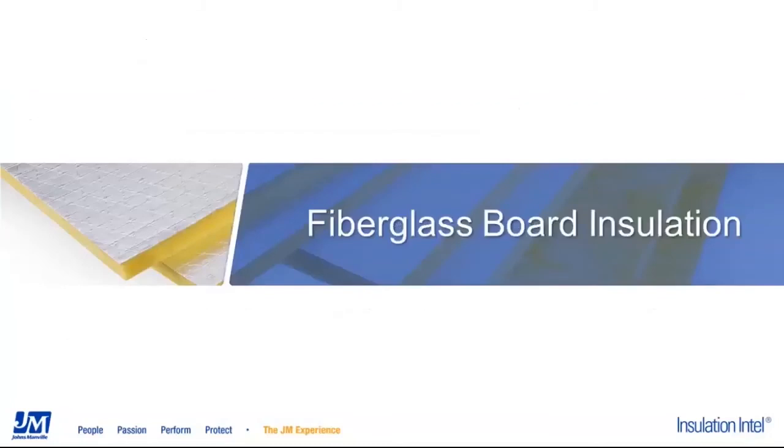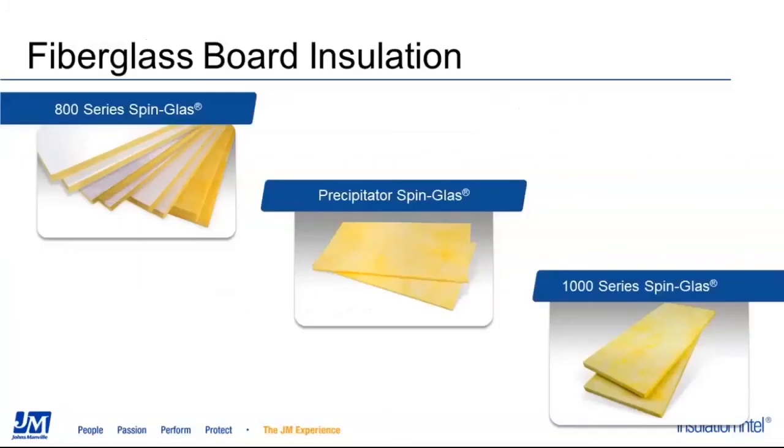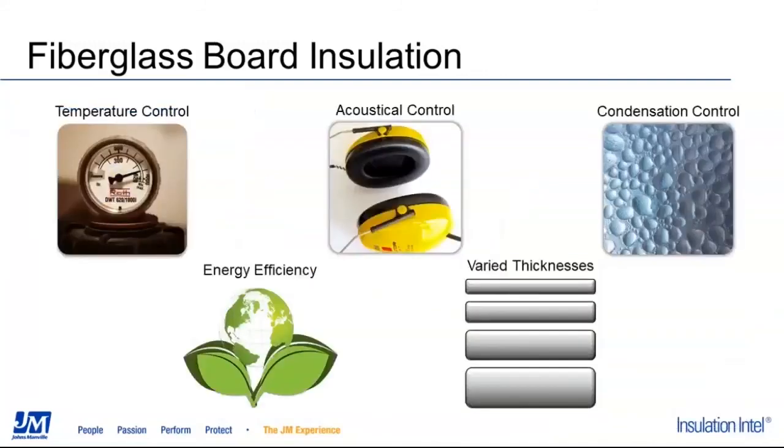And now let's switch gears to the fiberboard insulation. We have 3 families of the insulation, and we also have the marine offering, and Meredith will cover that in a little bit. So here we have 800 series spin glass, precipitator spin glass, and 1000 series spin glass.